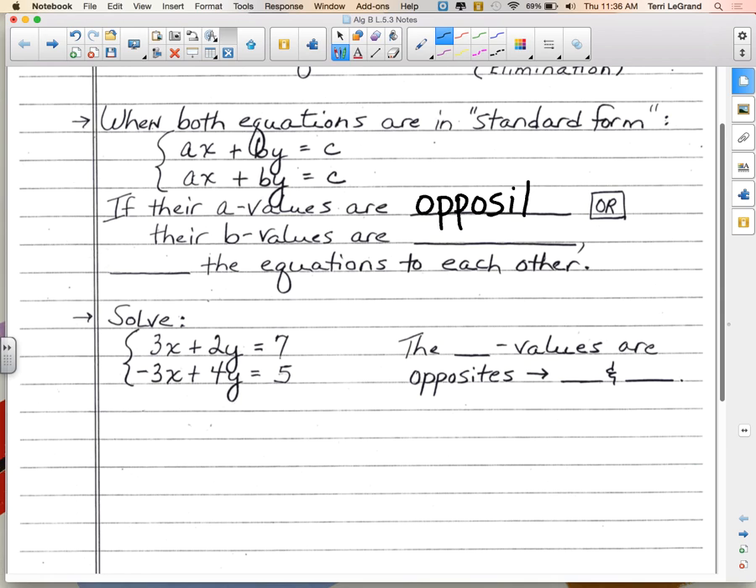what do opposites mean? Okay, so give me an example of a pair of opposites. 1 and negative 1. One's positive, the other one's negative. Okay, now what's the really technical definition of opposites? Not just that one's positive, the other one's negative. They are different, but they're also the same in some manner.